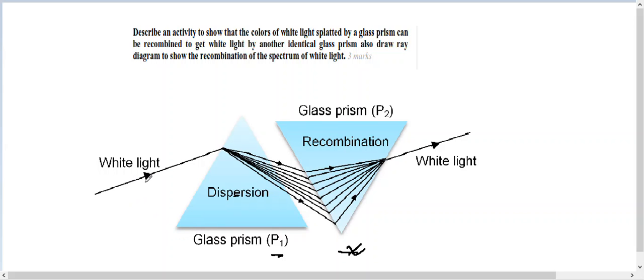Now we are going to allow a beam of white light to fall on this prism P1. The first prism splits the white light into the 7 components. When these colors fall on the inverted prism, it recombines all the colors into white light, which can be obtained on the screen. So here we can see how the dispersion and then the recombination of the light is taking place.